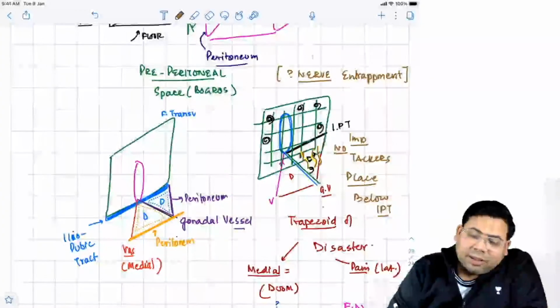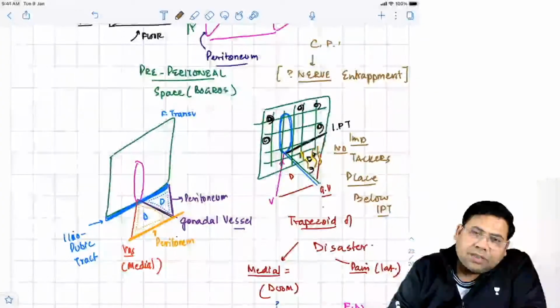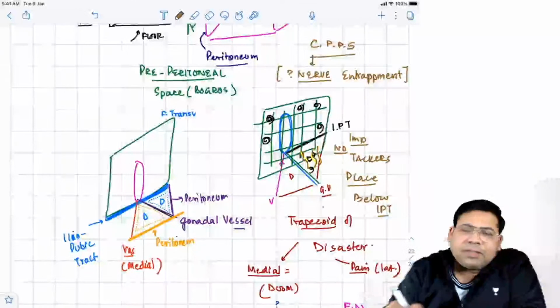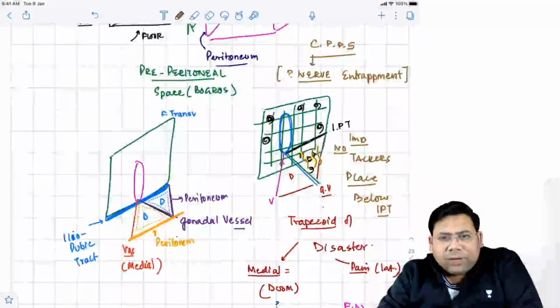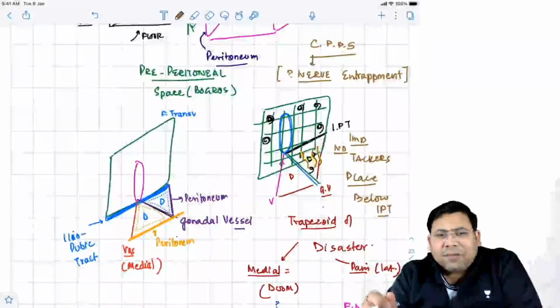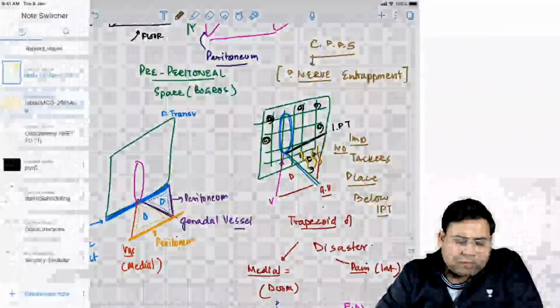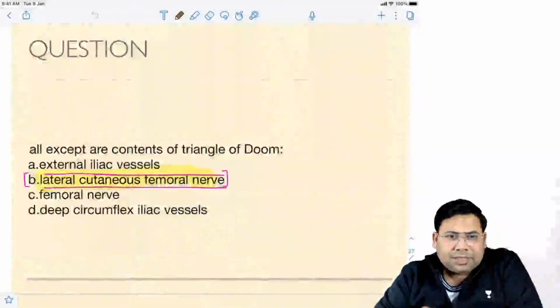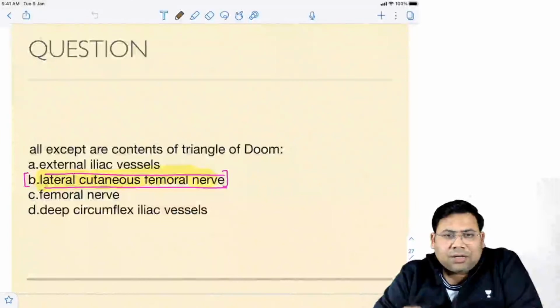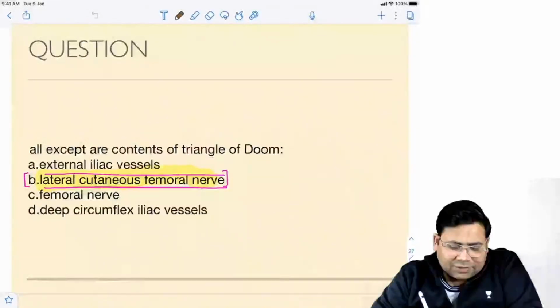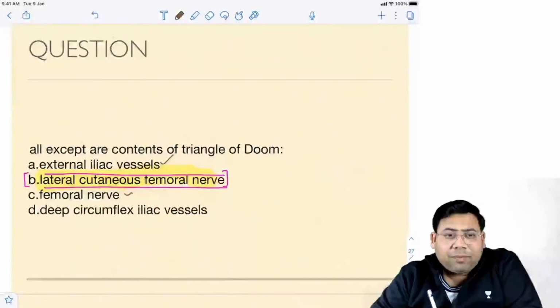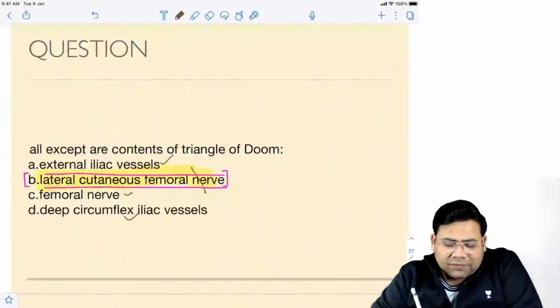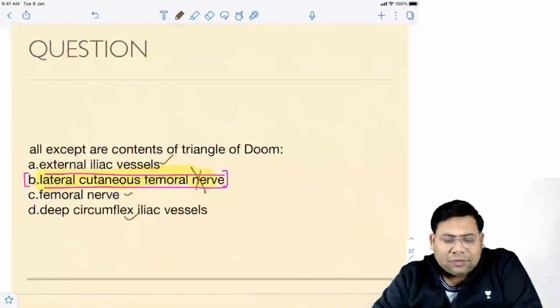This is the reason, and that is what is known as CPPS, chronic pelvic pain syndrome. So, students, nerve entrapment is the biggest risk. If you come to that question, just see: what is not a content of the triangle of doom? External iliac vessels, yes. Femoral nerve, yes. Maybe deep circumflex iliac vessels, yes. Lateral cutaneous femoral nerve is not.